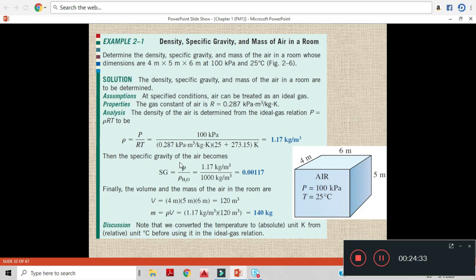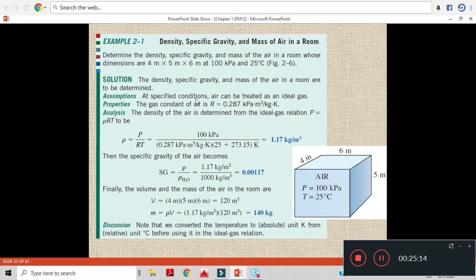Then the specific gravity of the air becomes, since you know the density, the specific gravity is rho over rho H2O. So this will become 0.0017117. So that means it is far below water. Okay. Finally, the volume and the mass of the air in the room.